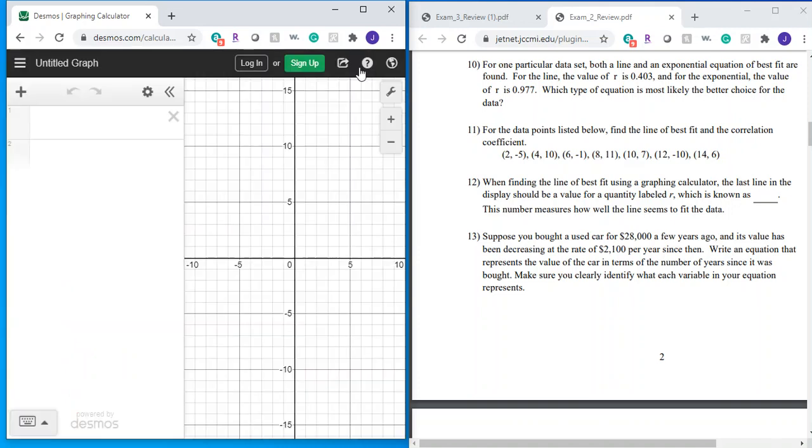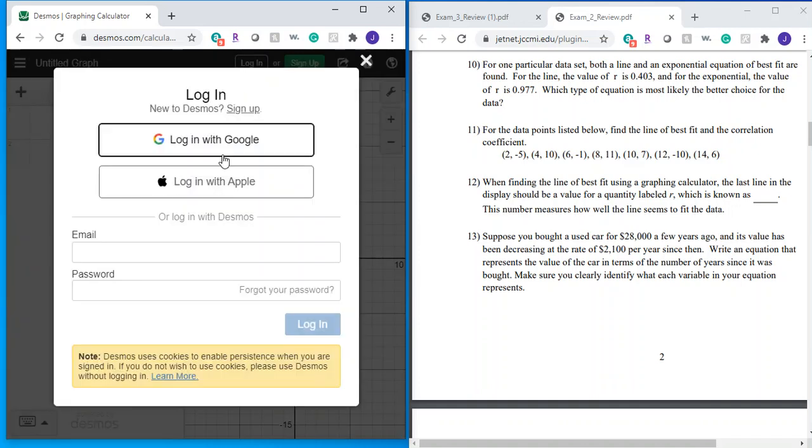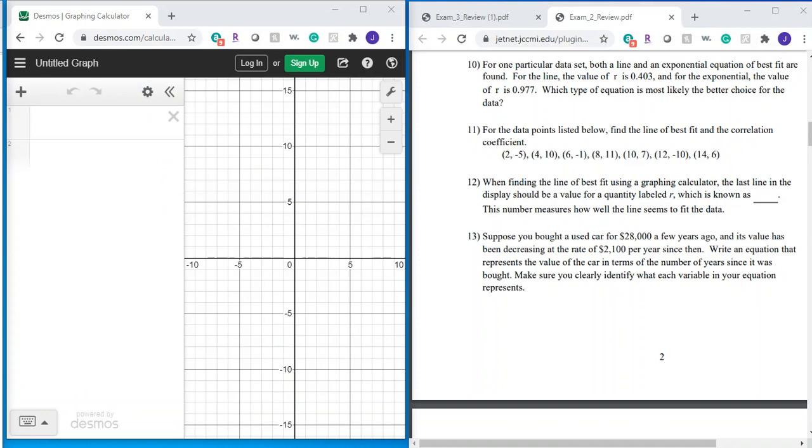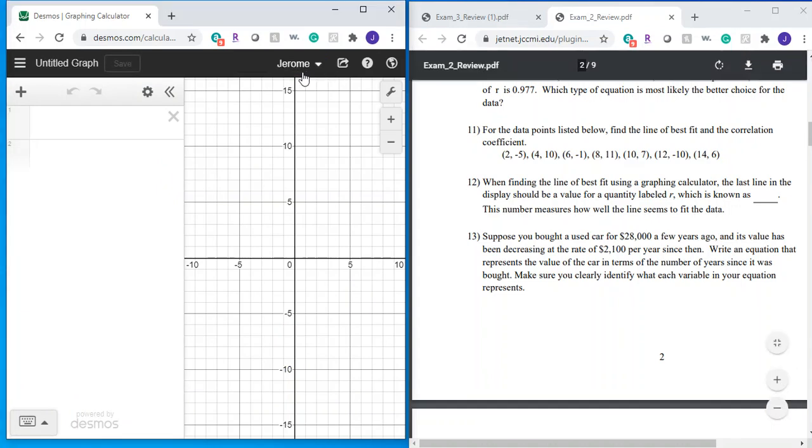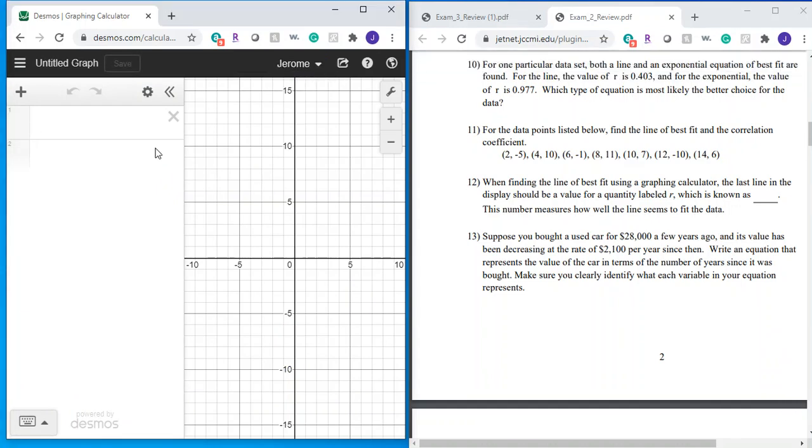Once you have created an account, you can log in. I did mine with Google, so I click on log in with Google. And once I log in with Google here, you notice my name will pop up. Okay, so now once you have done this, these are the steps that you go through to do this final exam written portion in Desmos.